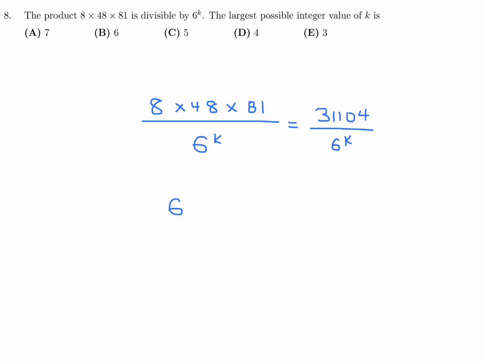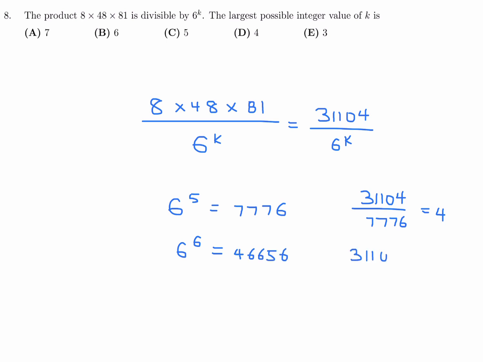Okay, let's experiment. If it's 6 to the power of 5, it's 7776. Well, what is 31104 divided by 7776? It is 4. Okay, that's good. How about 6 to the power of 6? That is 46656. So 31104 divided by 46656, well, obviously that's not going to be an integer. That's a fraction, so that's no good. So the largest value of k for which this is divisible by 6 to the power of k is this guy right here, 5. Number 8, the answer is C.